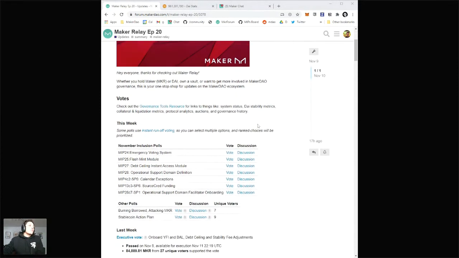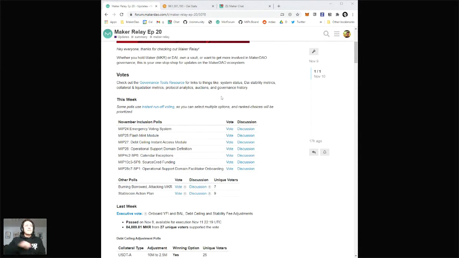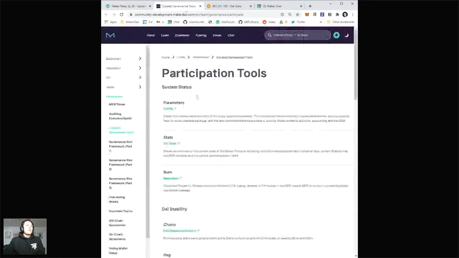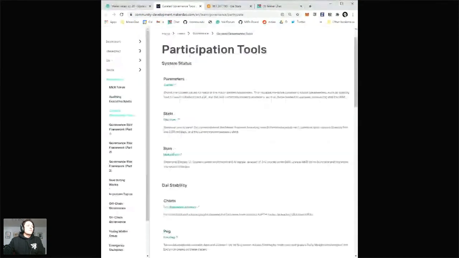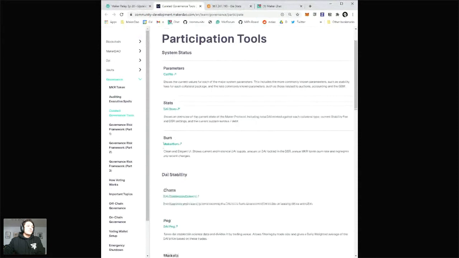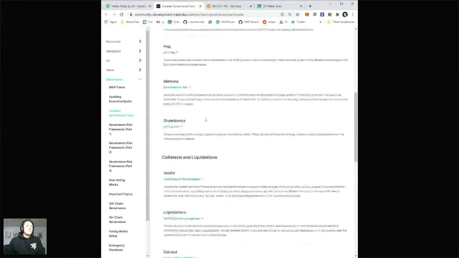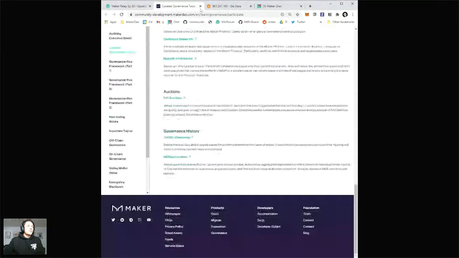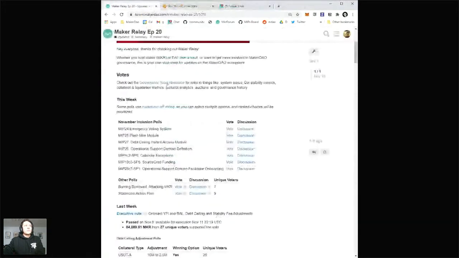So votes. This is the number one thing that the typical MKR holder or voter should be thinking about week to week. What's happening in governance? And at the top of Maker Relay, it links to a really great resource for any voters who want to dig up information. These are different participation tools. They're websites that have everything from stats, history of governance actions, visuals, anything you could think of. There's a ton of resources here, so check it out. It's always linked at the top here in the Maker Relay if you're ever looking for it.